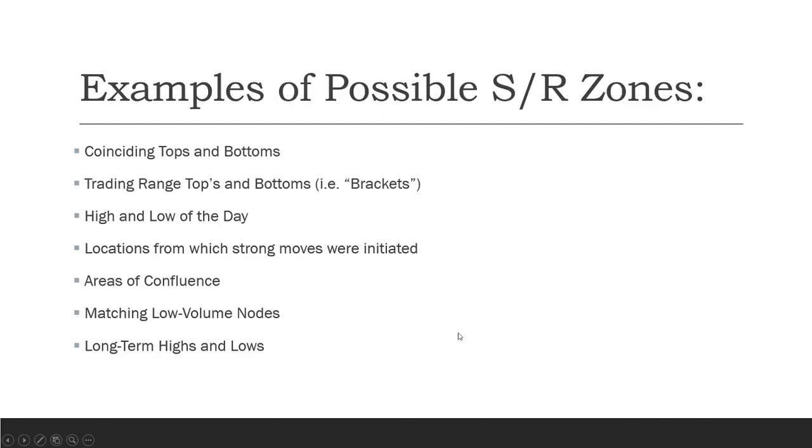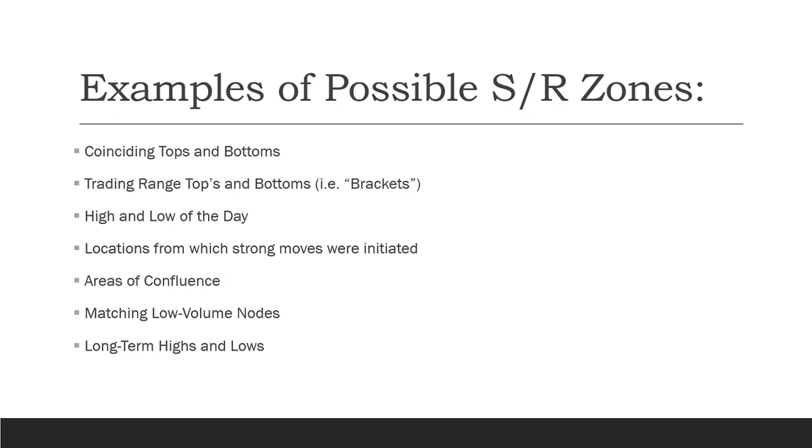So examples of areas that are possible support and resistance zones. The most common is coinciding tops and bottoms. You can also think of the top of a trading range or the tops and bottoms of a trading range. The high and low of the day often provide pretty key levels of support and resistance. Also, the locations from which really strong moves were initiated.